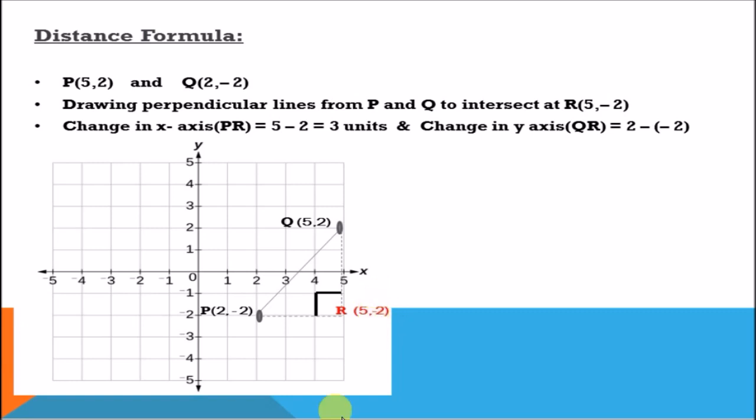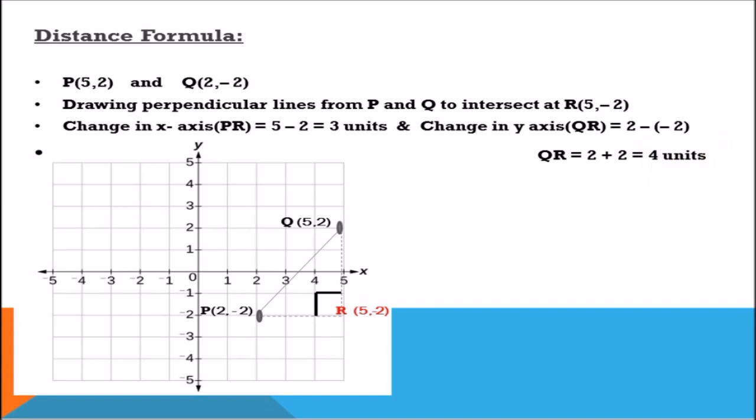So change in x-axis, that is PR, equals 5 minus 2, the new coordinate 5 minus the old coordinate 2, equals 3 units. And change in y-axis, QR, equals, the initial point was at 2 and we have ended up at minus 2, so 2 minus minus 2. So PR equals 3 units and QR equals 4 units.